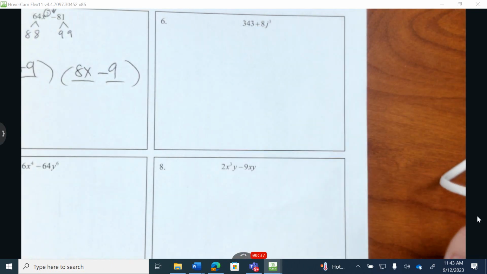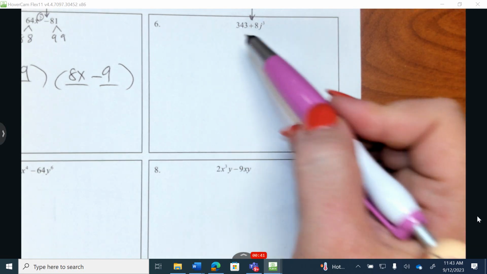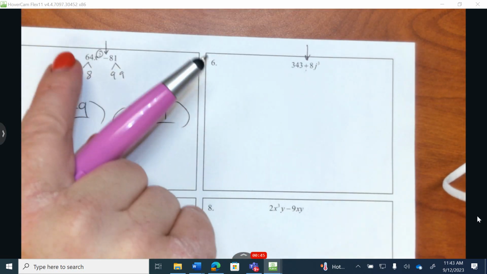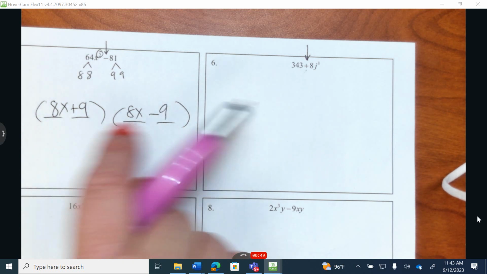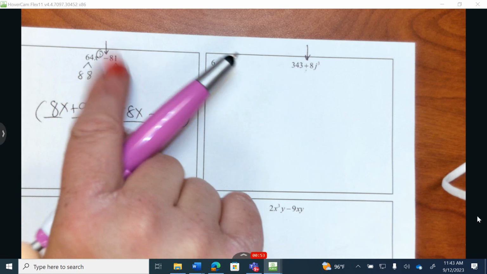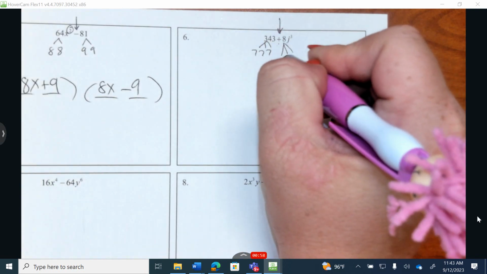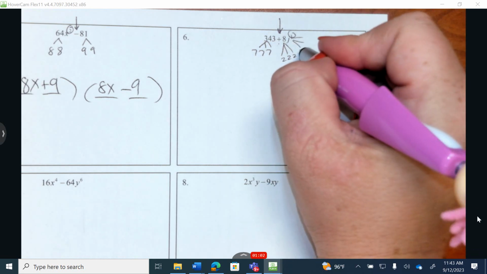Here we're working with the sum or difference of cubes. In this case, it's the sum. A common misunderstanding is that when we do the sum or difference of cubes, we have to have subtraction. That's not the case. That's only when we have a binomial that we're breaking apart as the difference of squares. Squares, two things: 8 times 8, 9 times 9. Here we're working with cubes: 7, 7, 7, 2, 2, 2, and the exponent on the variable is divisible by 3.